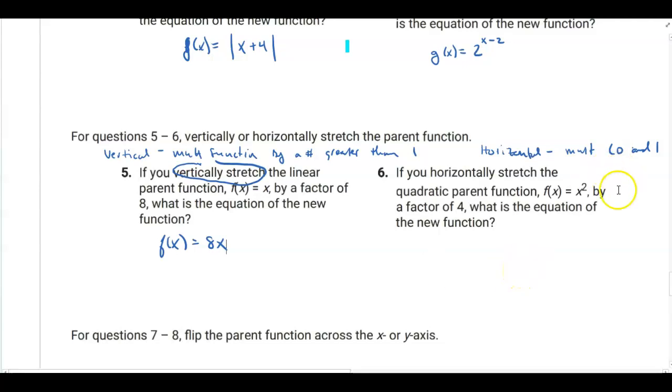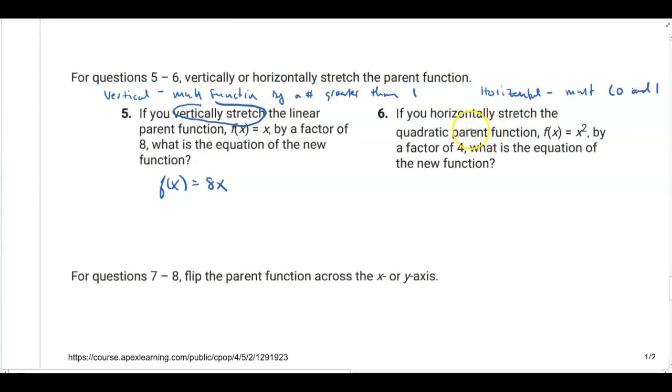So here, if you have a horizontal stretch of the parent function f of x equals x squared by a factor of 4, what is the equation? Remember, when we have a horizontal stretch, you're multiplying by the reciprocal of the factor, so it would be 1 over 4x, all squared.